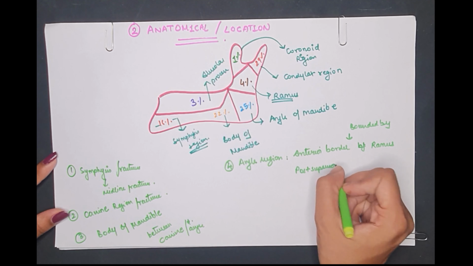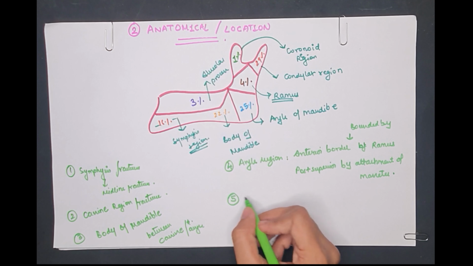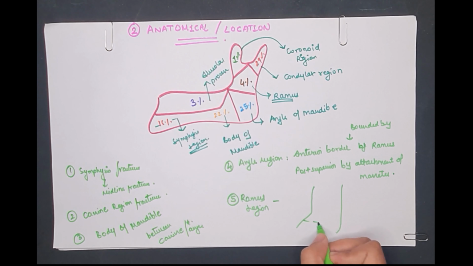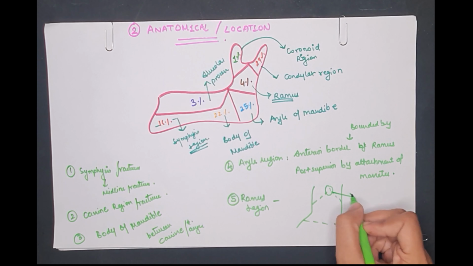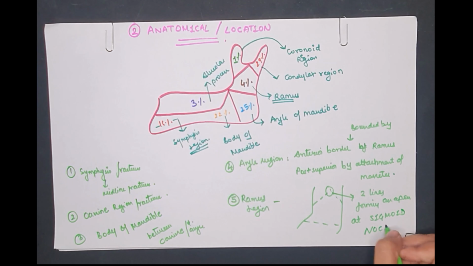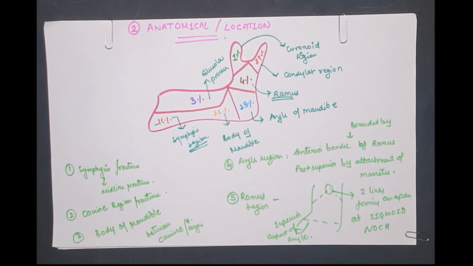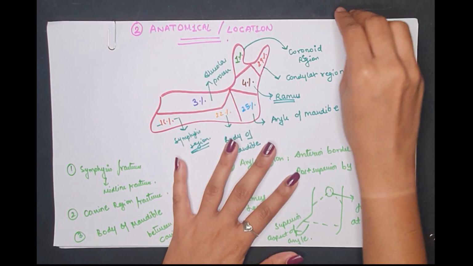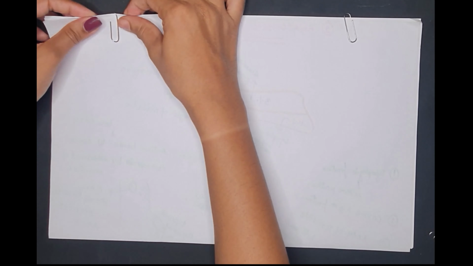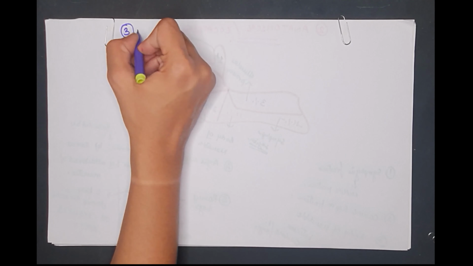Now the ramus region is bounded by two things. The two lines in that area form an apex at the sigmoid notch, so these two lines form a point upwards, and there is a superior aspect of the angle in that area. So this region is highly prone to fracture, and there are also coronoid region, condylar, and dentoalveolar fractures, depending on the type of trauma the patient has undergone.